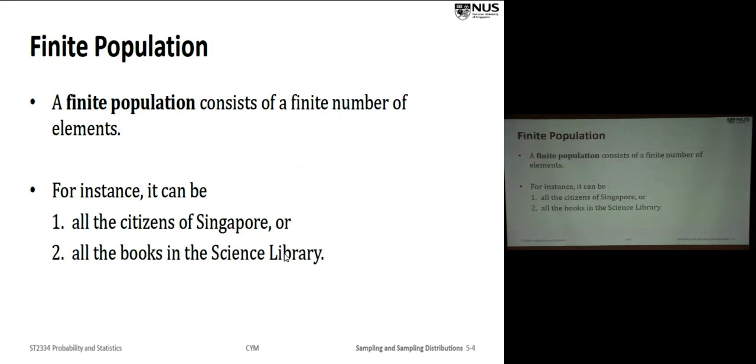So a finite population, as one might expect, consists of a finite number of elements. For instance, all the citizens in Singapore, that's a finite number. All the books in the science library, basically anything which you can count and you get up to a number which you know is an integer, is a finite population. And despite the fact that you have finite populations, they can often be too big to work with.